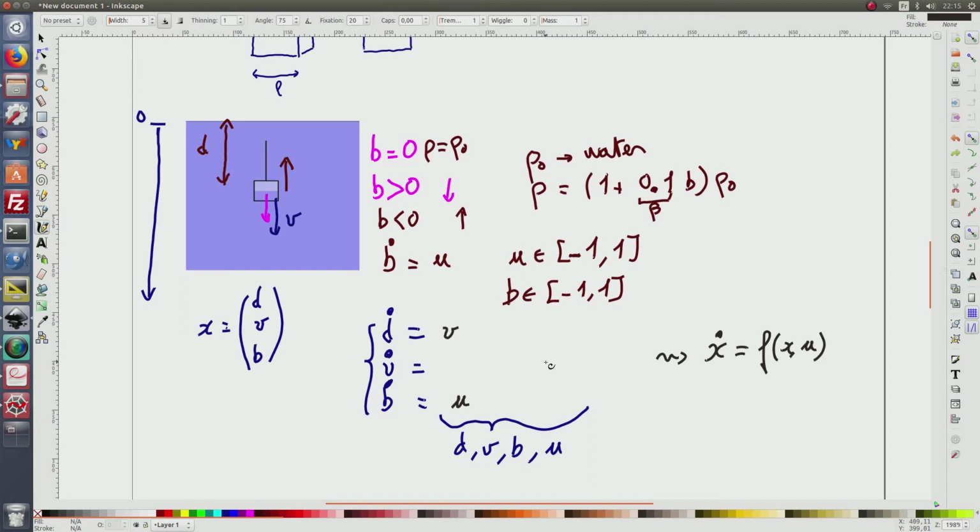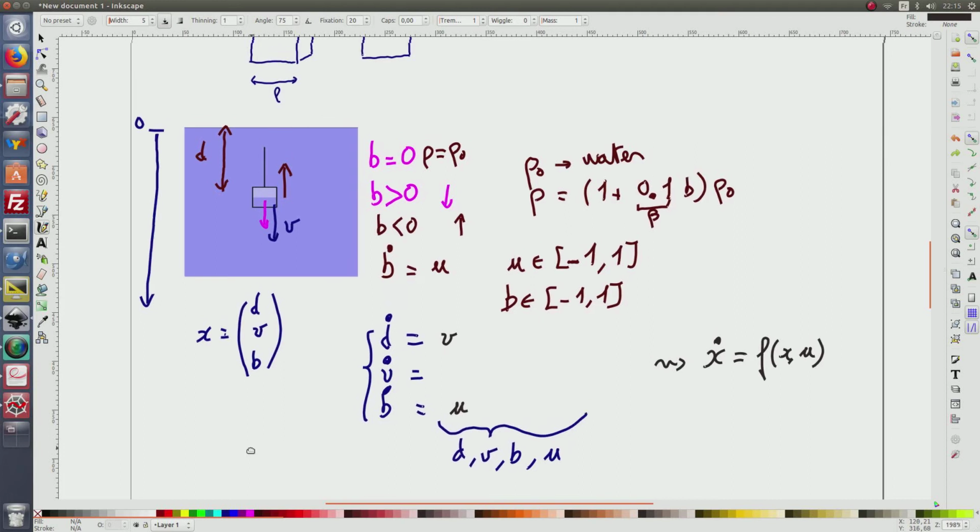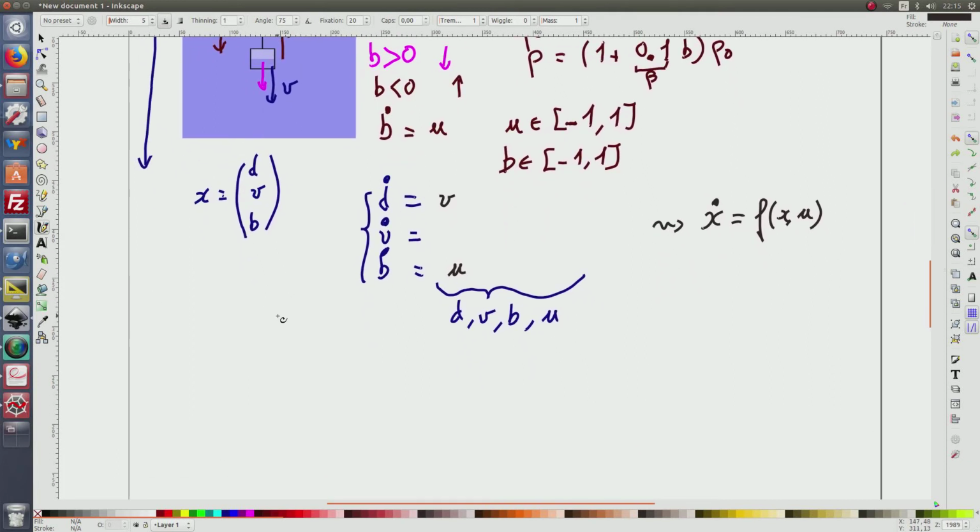To do this, I will use Newton's second law, which tells me that m v dot equals the sum of all forces. For the forces, I will have the force corresponding to the weight. The weight will go downward, so I will put plus, in this direction. Here I will have minus the Archimedes force, Fa, which will move the buoy upward.